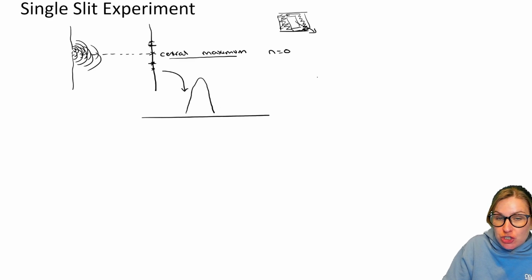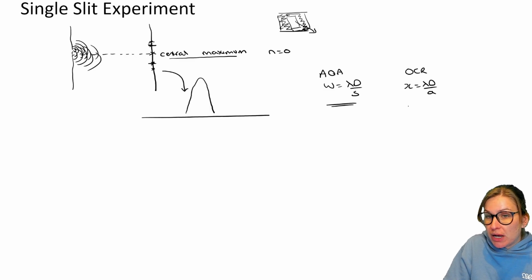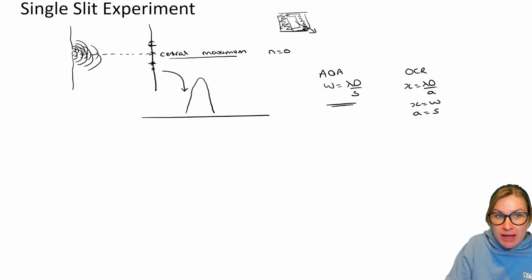Again, remember if we're doing AQA, W equals YD over S, and if we're doing OCR, X equals YD over A. I'm going to focus on the AQA, but if you're doing OCR, just know X is what I mean every time I talk about W, and A is what I mean every time I talk about S. So the central maximum is going to be a much higher intensity than the maxima on either side.